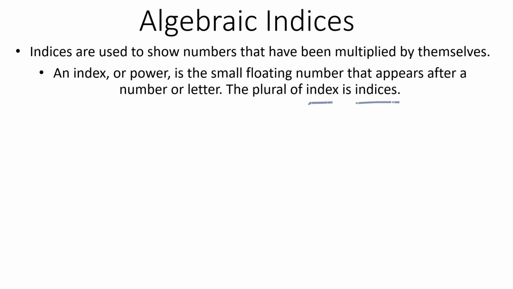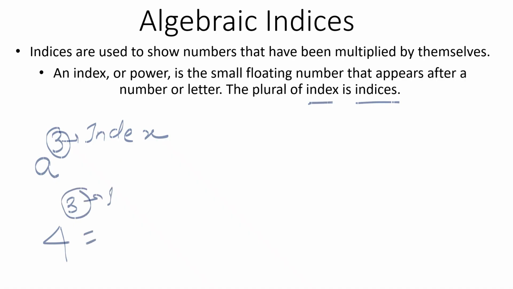Now how can you represent it? Let's just say you can write a to the power 3. You will read it as a to the power 3, and this 3 is known as an index. Or else you can also use a number to show it. Let's just say I'm writing 4 to the power 3. So here the index is, again, 3.